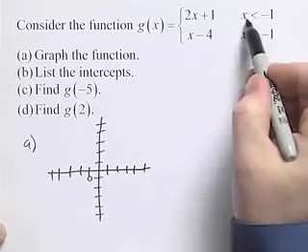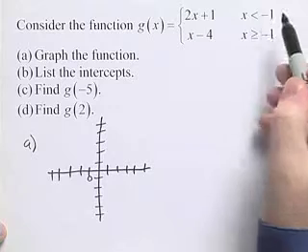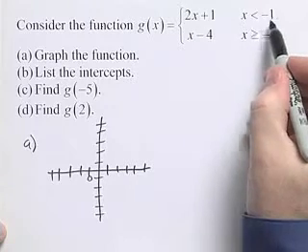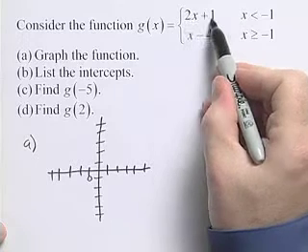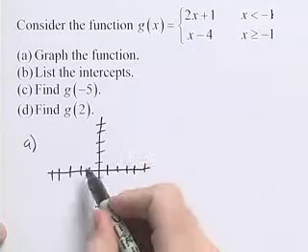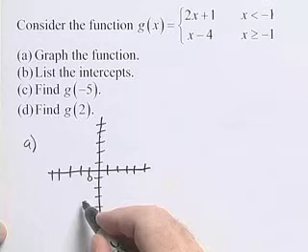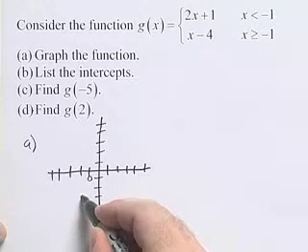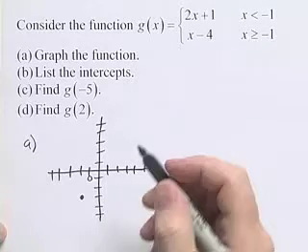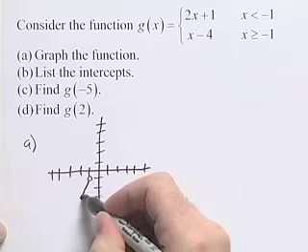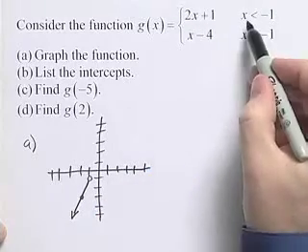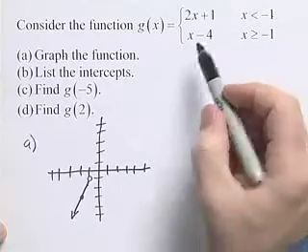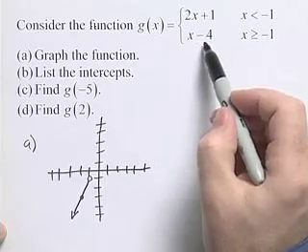We need to pick another value for x, but make sure it's less than negative 1, so we might try negative 2. If we put in negative 2, negative 2 times 2 is negative 4, plus 1 is negative 3. So at negative 2, we'd go down to negative 3. Here we use a dot, or filled in circle, and then we go ahead and connect those. And that's the graph of 2x plus 1 for x less than negative 1. We move on to the next piece, x minus 4.